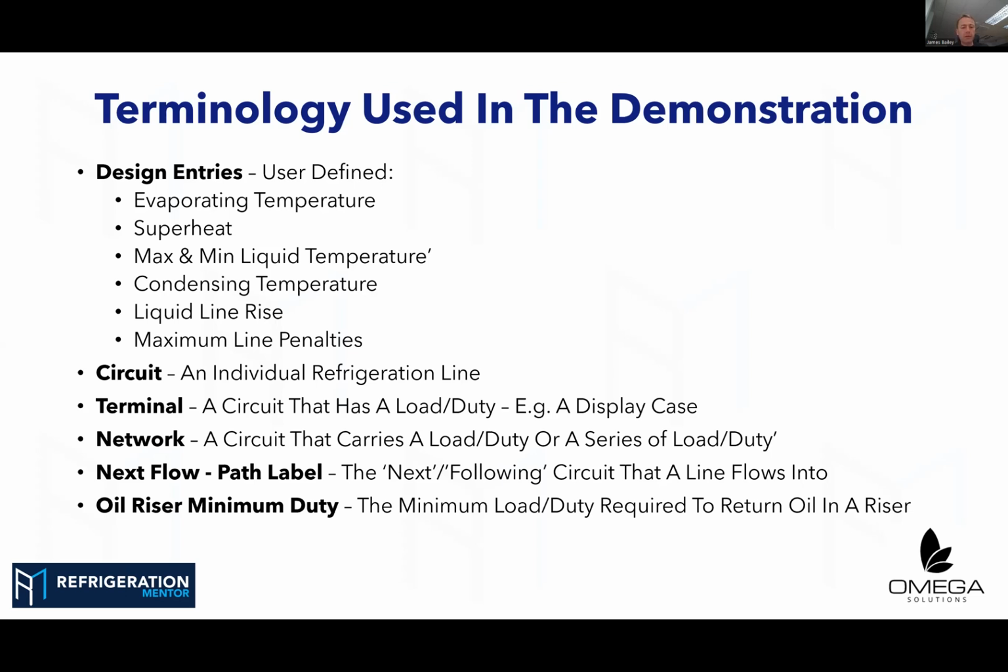Next, flow path label. This is defining where that pipework is going next. If it's circuit 1, it might not go into circuit 2, it may go into circuit 3. So everybody will get the idea of what goes on. And quite a big one on suction lines, which we'll touch on this evening and on every single session of this 5-part series: oil riser minimum duty.